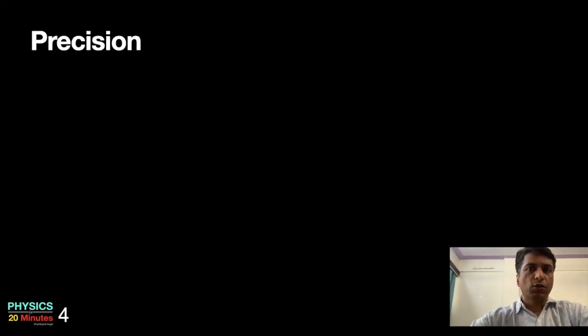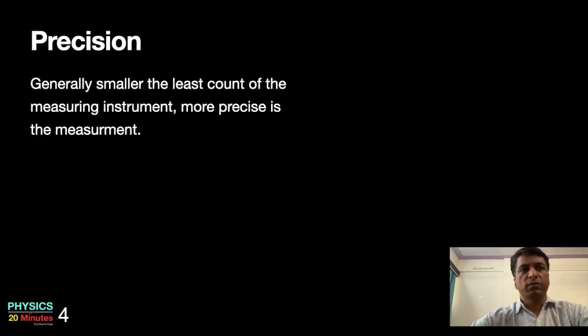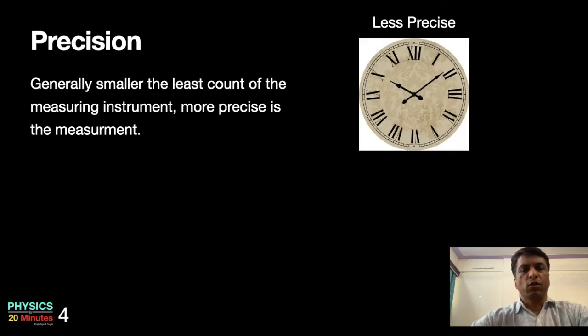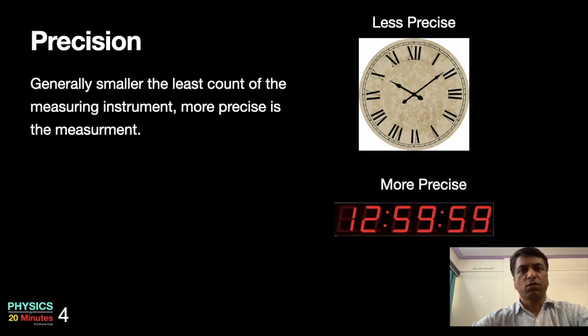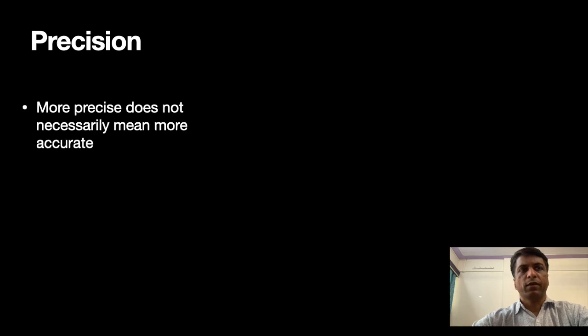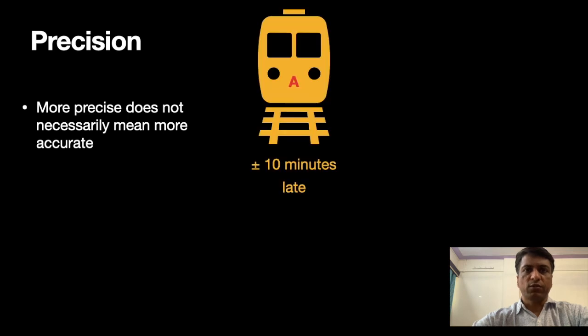Precision. What do we mean by precision in a measurement? Generally, the smaller the least count of the measuring instrument, the more precise is the measurement. A clock which has a least count in minutes will always be less precise than a clock which has a least count in seconds. More precise does not necessarily mean more accurate. Let's try to understand it.